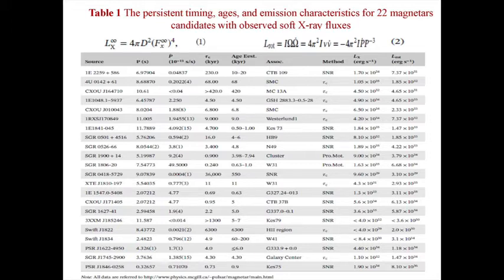Equation 1 is the expression of the soft X-ray luminosity, or Lx, and equation 2 is the expression of the rotational energy loss rate, or Lrot.